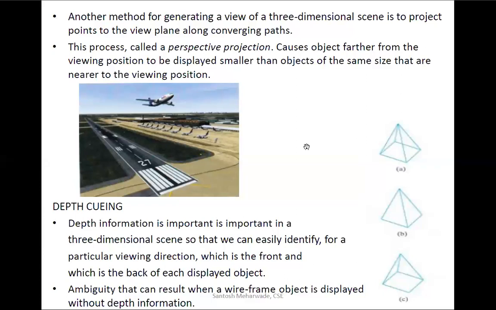Now the next one is depth cueing. Here depth information is important in a three-dimensional scene, so that we can easily identify, for a particular viewing direction, which is the front and which is the back one. The best example for this is to take this particular object. Now here you will get a kind of illusion.